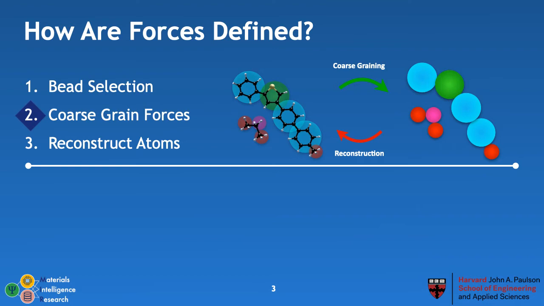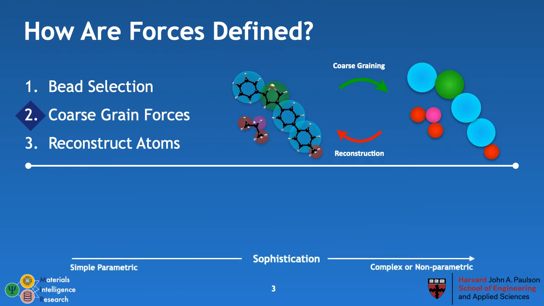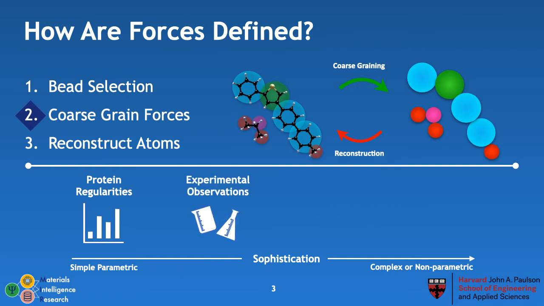To give you an idea of where coarse grain forces typically come from, we can lay out various methodologies in terms of their sophistication. On the lower end of this spectrum are simple parametric models, often involving things like simple Lennard-Jones or harmonic type terms, and these are quite fast but rather limited. Such models might be fit to things like statistical regularities and protein conformations, for example. Increasing in complexity, we may have similar parametric models that are instead fit to experimental observations, and a good example of such force fields are the Martini force field.